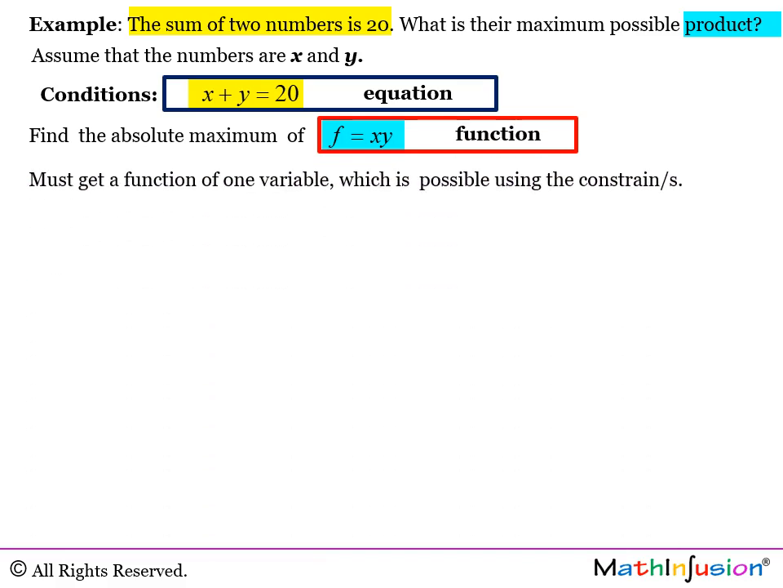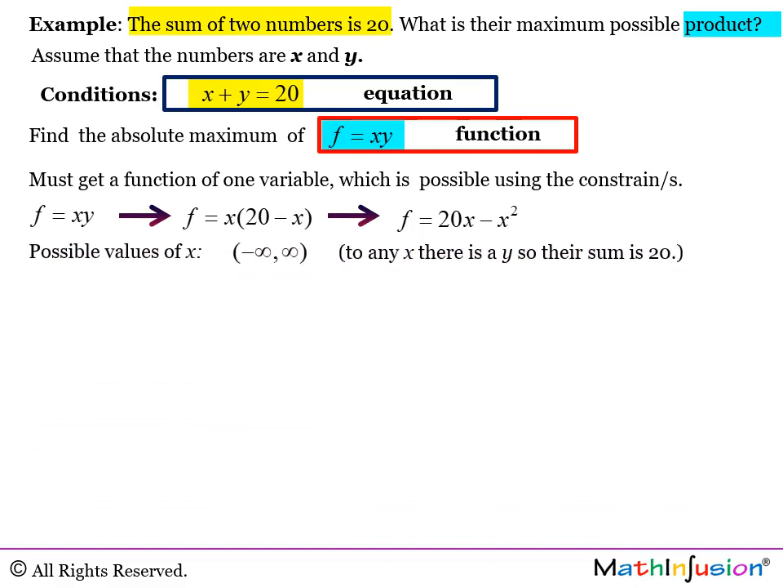Now we must get a function of one variable only, which is possible using the constraint as usual, so we are really doing exactly what we did before. Now the possible values of x is everything. Because I didn't say any requirements for x or y to be positive or negative or whatever, then x can be any number. Actually, it makes a lot of sense. If x is like minus 20, then y is just going to be 40.